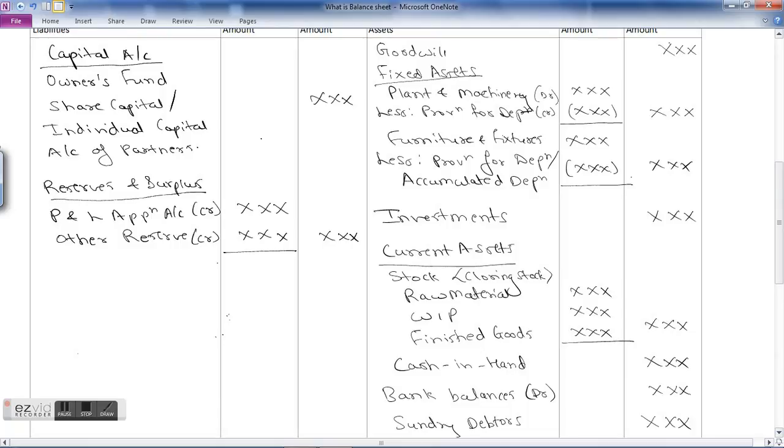Entry for the reserve account will be your profit and loss appropriation account debit to that particular reserve account. So you're taking out some part of profit for a specific purpose. Okay, so that will be reflected under reserves and surplus, balance sheet, liabilities side. Then there may be some long-term liabilities. For example, you have taken a bank loan. So that bank loan will be reflected here.